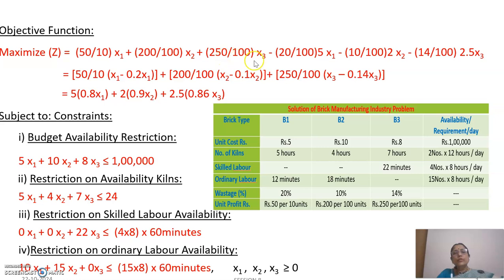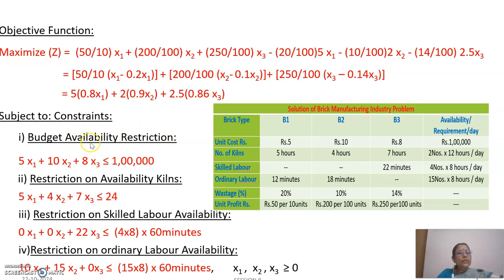Similarly, 2.5 into x3 is the profit of producing B3. In that, 14% is wastage. So minus 14 by 100 into 2.5 x3. Hope, students, you are understanding this term. And then you simplify that into an equation like this, a linear equation.